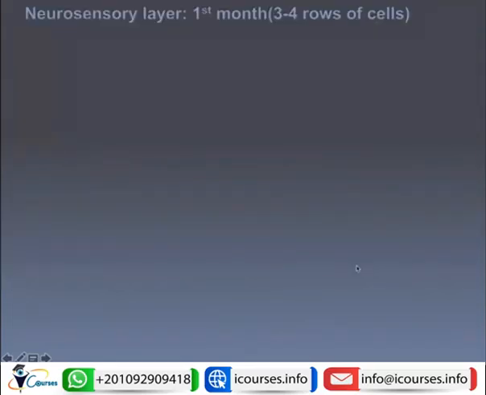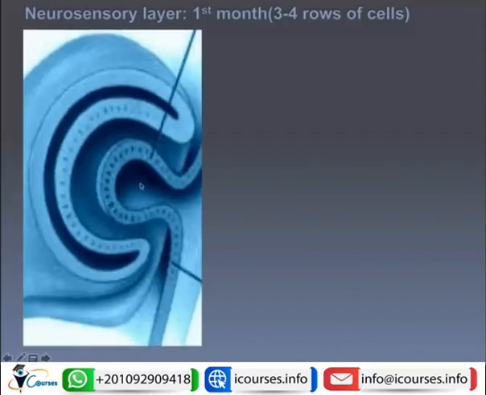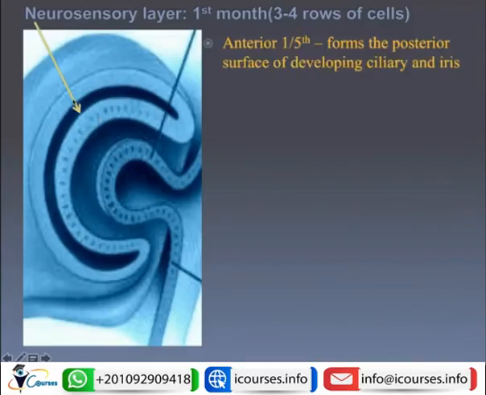So let's start to look at the differentiation of the neurosensory retina and how each type of cell develops. Please concentrate with me because sometimes this can be a bit confusing. Here we have a section of the developing eye. Here are the edges of the optic cup, and here is the developing lens. This is the inner layer of the optic cup that will form the neurosensory retina, and this is the outer layer which will form the retinal pigment epithelium.